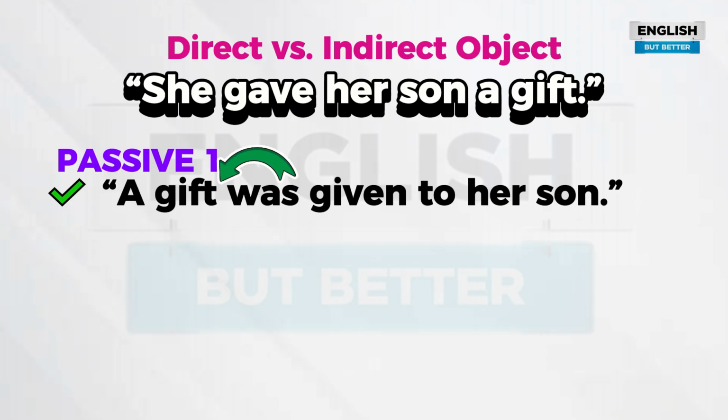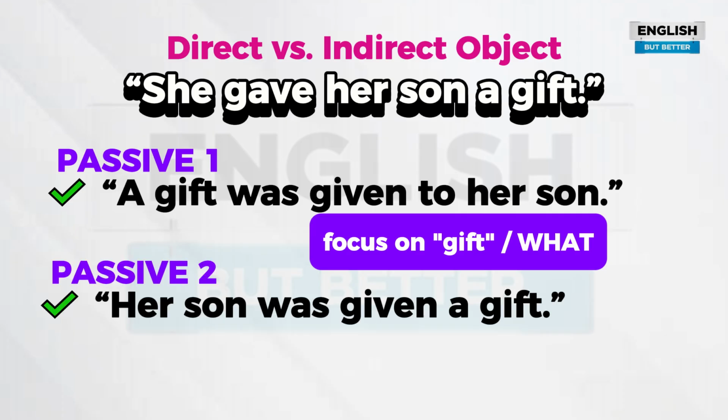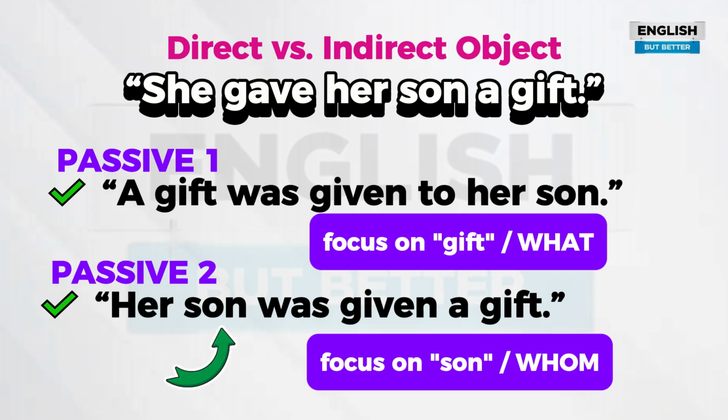The focus here is on the gift, the what. It could also become "her son was given a gift," and the focus would be on the son, the whom. Which one sounds more natural depends on what you want to talk about next. If your next sentence is about the gift, go with passive 1. If it is about her son, choose passive 2.